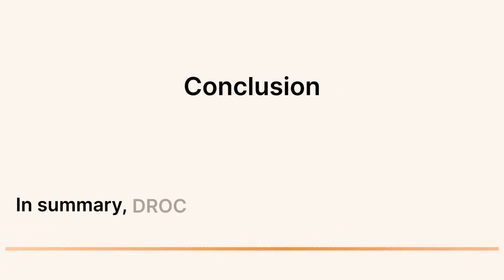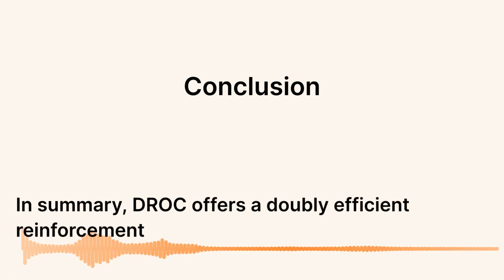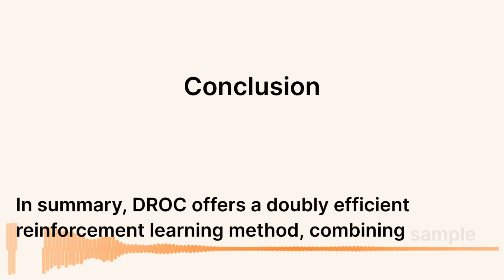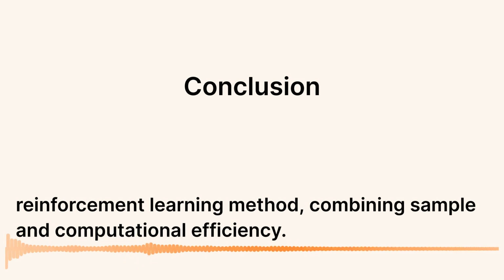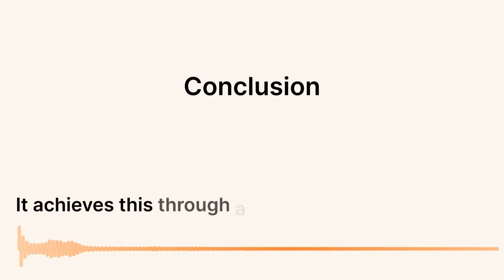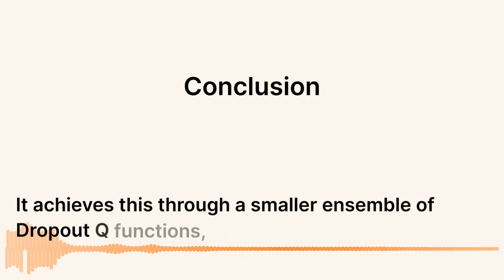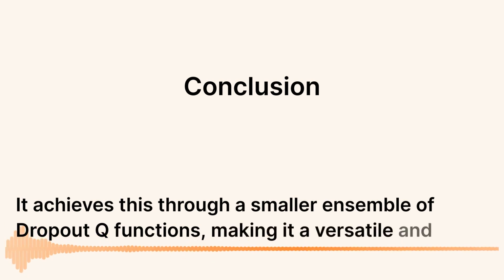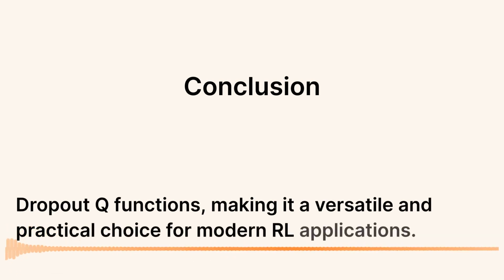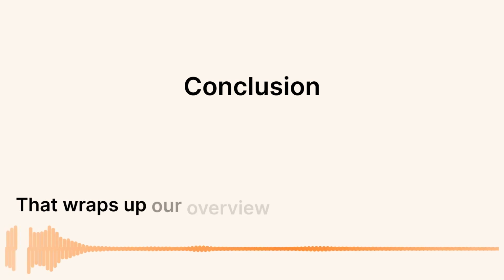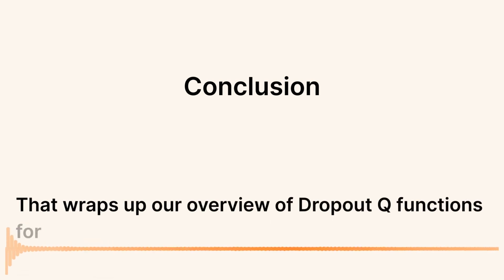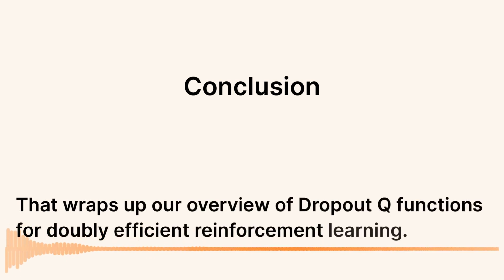In summary, DroQ offers a doubly efficient reinforcement learning method, combining sample and computational efficiency. It achieves this through a smaller ensemble of dropout Q functions, making it a versatile and practical choice for modern RL applications. That wraps up our overview of dropout Q functions for doubly efficient reinforcement learning.